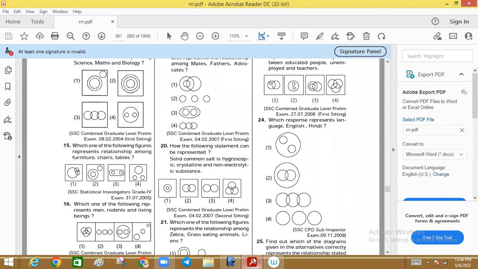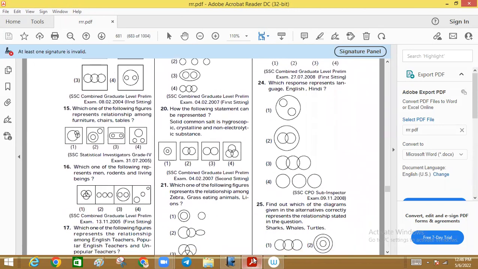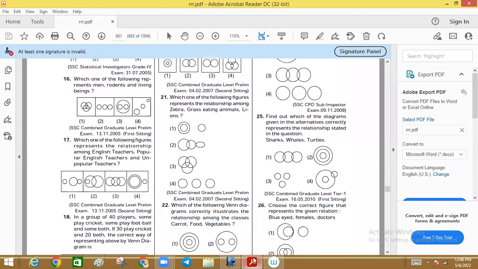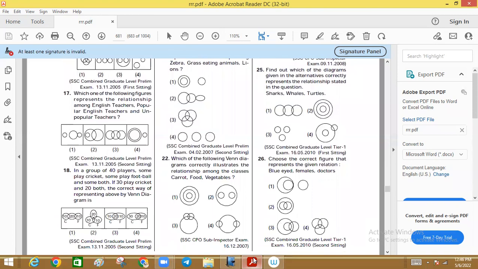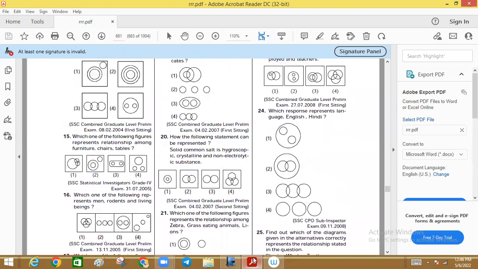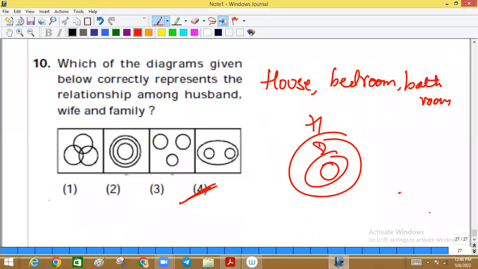Science, maths, biology, you can answer. It's not a big deal. Furniture, chair, table, you can answer. That's not a big deal. Men, rodent, living beings. I think you know what rodents are, so you can answer. Shark, whale, turtle, yes, you can answer. Language, Hindi, English, yes, you can answer. Educated, unemployed, and teachers. Yeah, we'll take this one. A slight kind of economics is involved, so let's try to answer this.